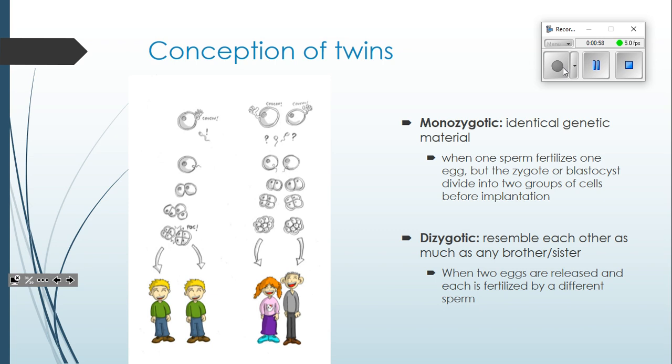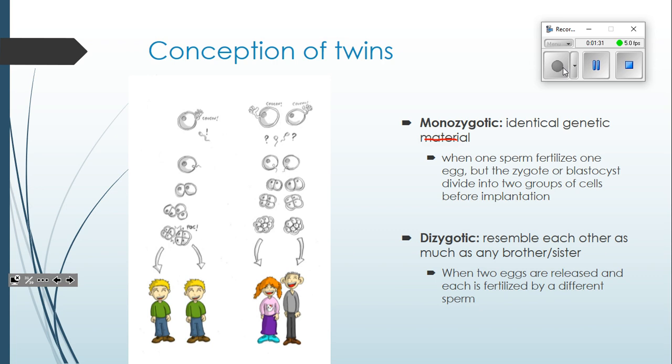Mono means one. And the second part of the word, zygotic, is referring to a zygote. Maybe that's a word that's familiar to you, maybe it's not. The zygote is what you get when a sperm fertilizes an egg. That's the first structure. So when we call twins monozygotic, it means that there was one zygote. That's where the word is coming from.